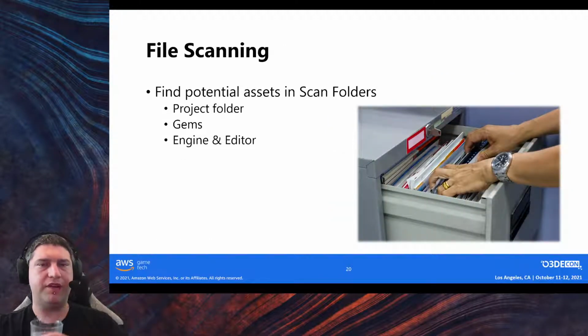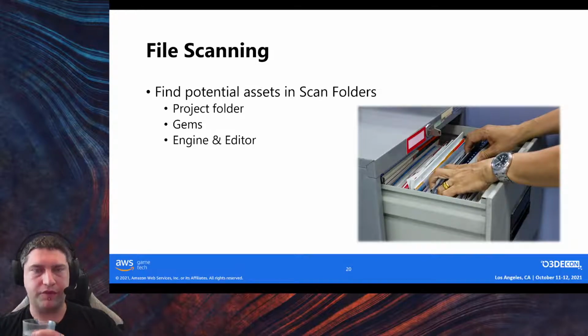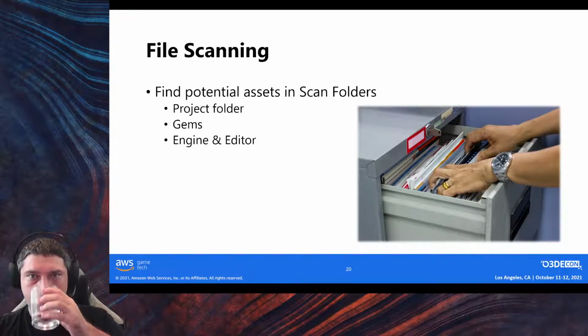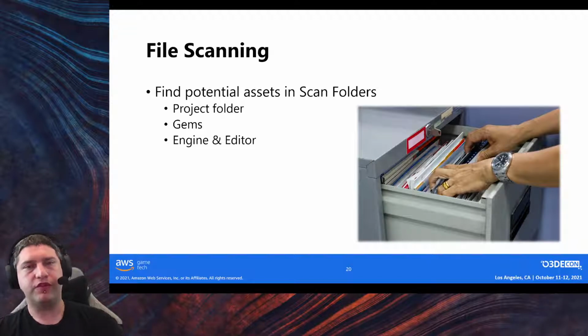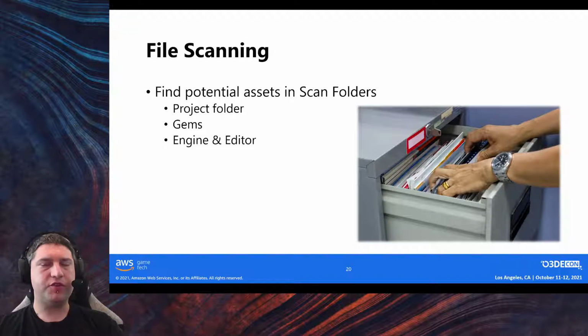File scanning is where the asset processor looks through those scan folders we talked about earlier. Scan folders generally are going to be one of three locations. Your project is a scan folder. It's a place you will put those source assets for your project. Any gems you have enabled.